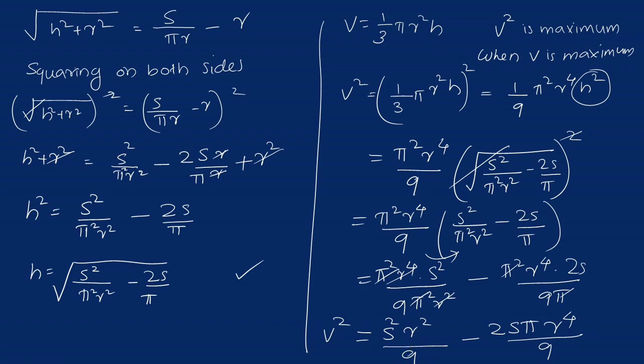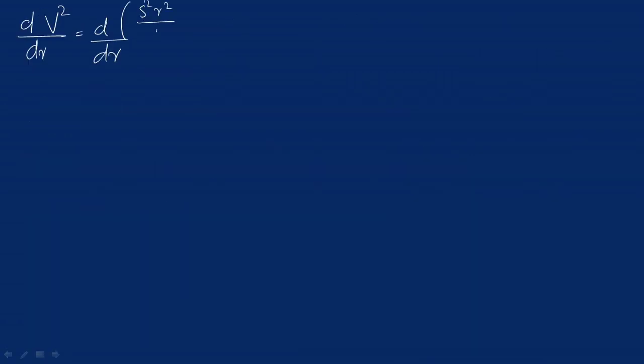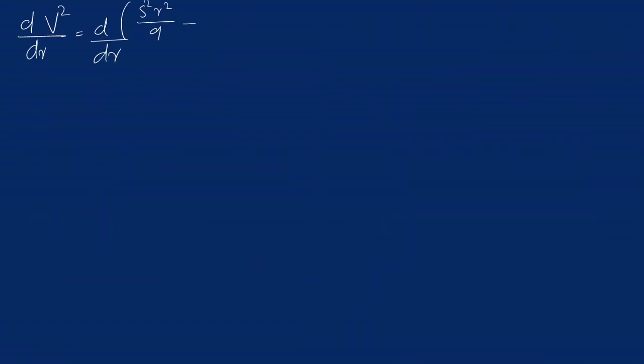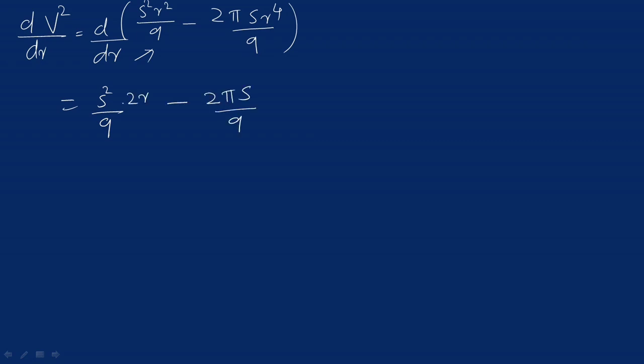Now we are finding d by dr of V square, that is d by dr of S square r square by 9 minus 2 pi S r raised to 4 by 9. First, d by dr of S square r square by 9: S square by 9 is a constant, into d by dr of r square, that is 2r, minus 2 pi S by 9, again a constant, into d by dr of r raised to 4, that is 4r cube. So we have 2S square r by 9 minus 8 pi S r cube by 9.